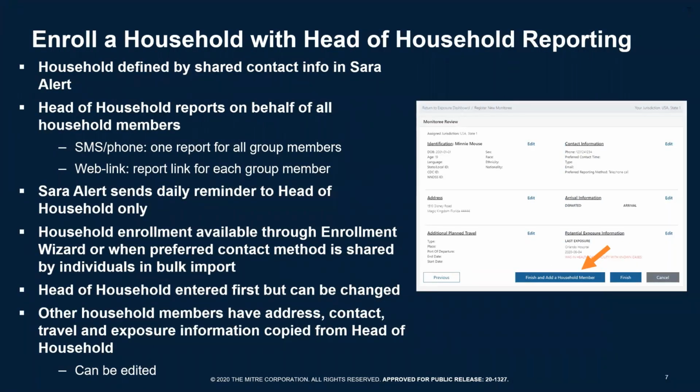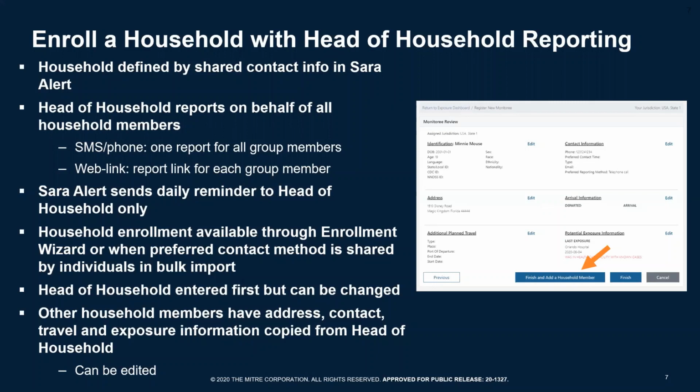Sara Alert also supports the capability to enroll entire households. This could be, say, a few folks in the same household where one person wants to report symptoms for others in the household. For example, parents with children, where one of the parents wants to report on behalf of the children, or elderly monitorees that have an adult child who submits reports on their behalf.